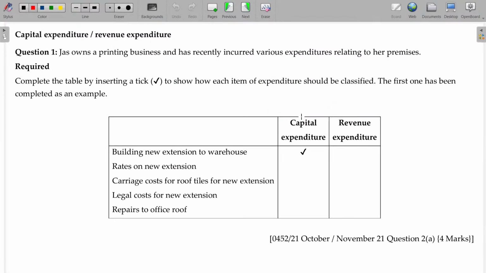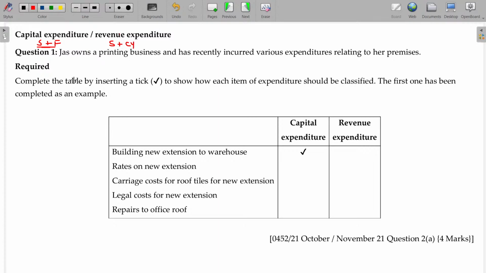Two questions we have discussed. Now we will move on to the capital expenditure and revenue expenditure content. Capital expenditure and revenue expenditure, we already discussed. Capital expenditure is spending that gives benefit for future years. Revenue expenditure is spending that gives the benefit only for the current year.